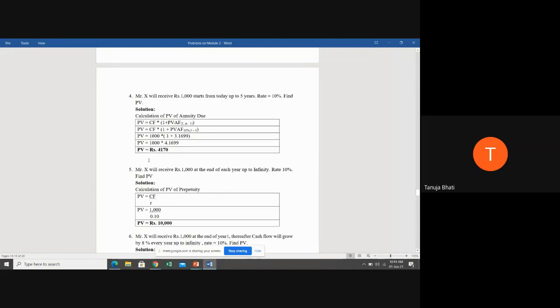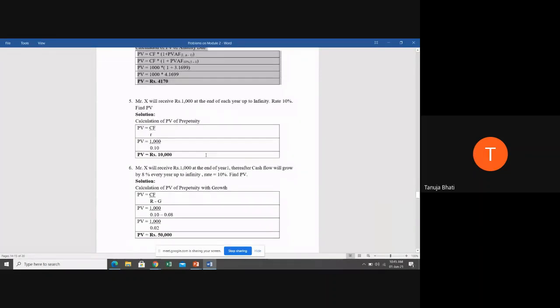Is this clear to everyone, students? Is this problem clear to everyone? Yes, ma'am. Okay, now let us move ahead to problem number 5.